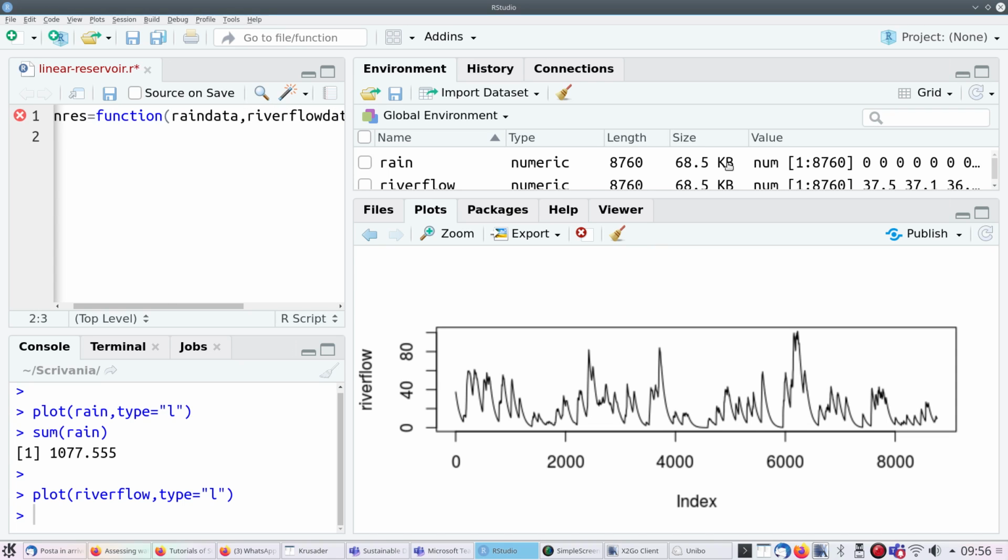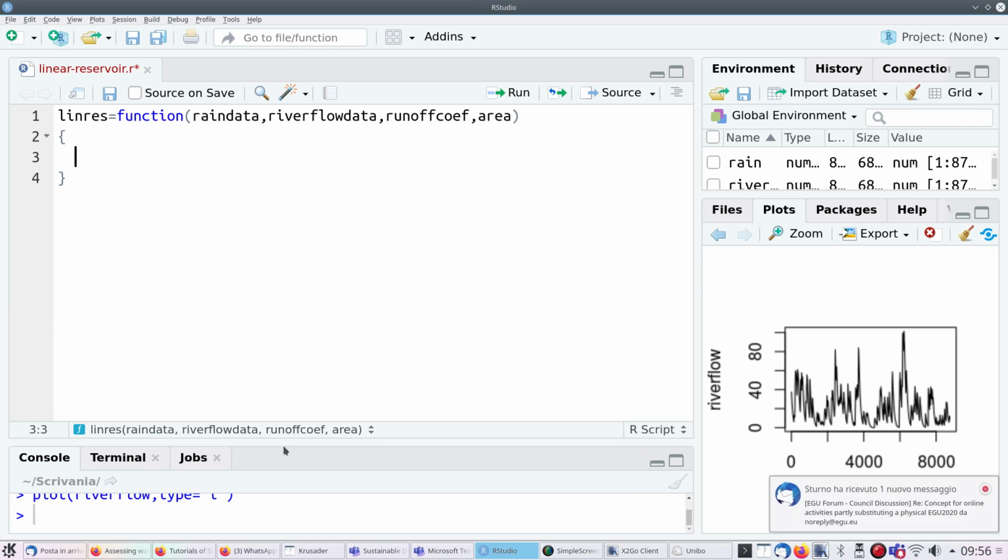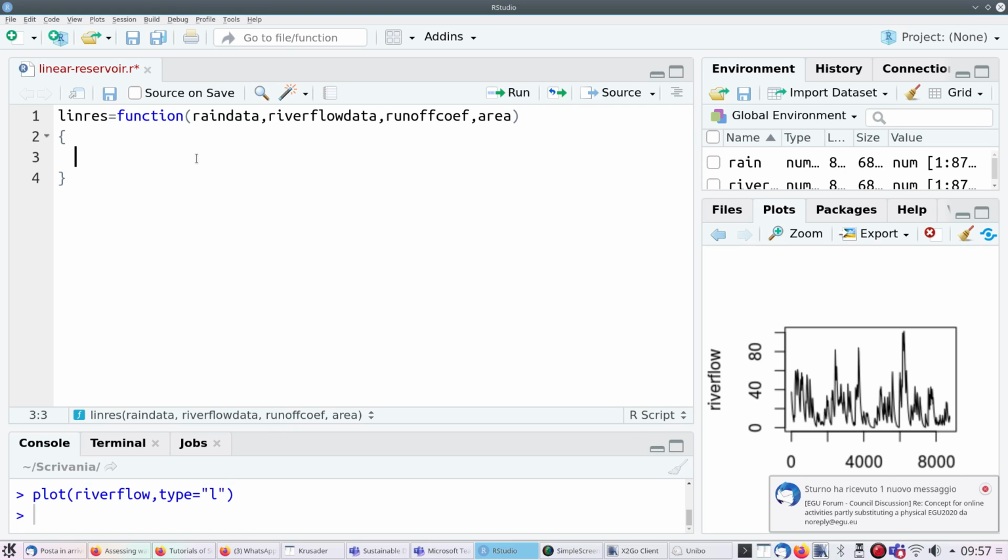Okay, now the curly bracket. Here we are. Okay, sorry, you're right, because I expanded the plot window, but we don't need the plot window now. Very good. And also, I think I can reduce the console because we don't need it now. Let's dedicate most of the screen to the script.